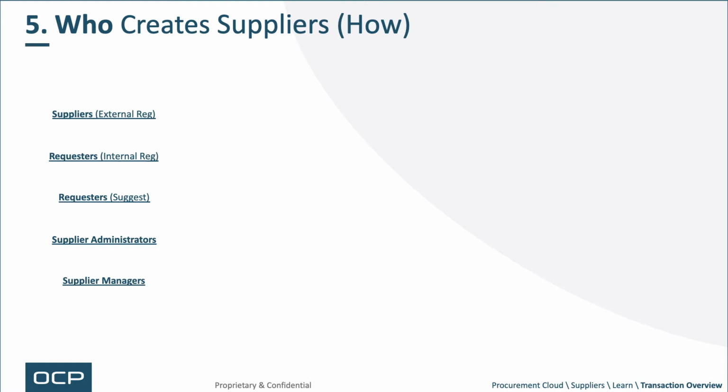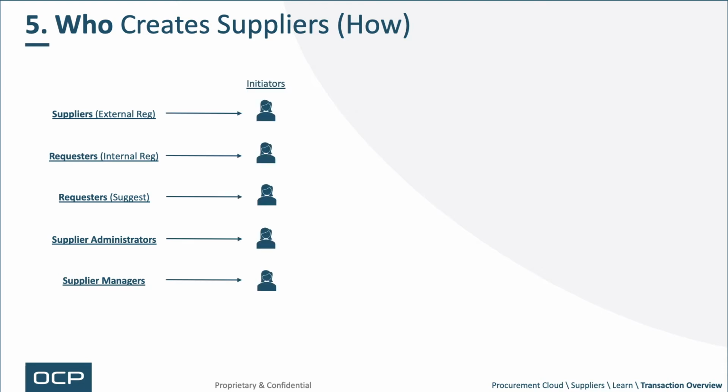Okay, so who creates the suppliers and how? You have suppliers themselves performing external registration, or somebody in the business, a requester, not necessarily procurement or supplier control. They may register on behalf of the supplier. So those are two whos. You have the requesters who could suggest as part of their transaction. And then you actually have the supplier administrator who can enter, and then the supplier manager who's the ultimate approver of either suppliers being entered or prospective suppliers being promoted to spend authorized suppliers.